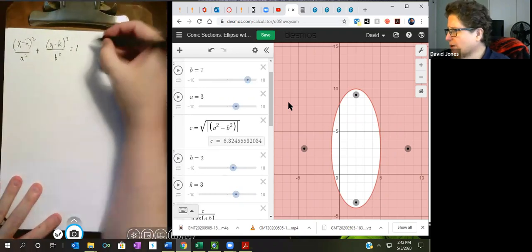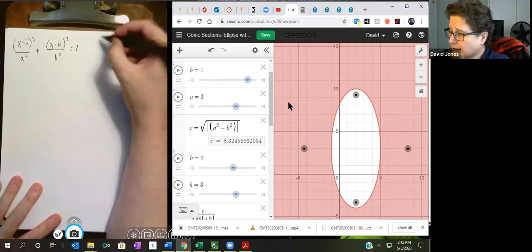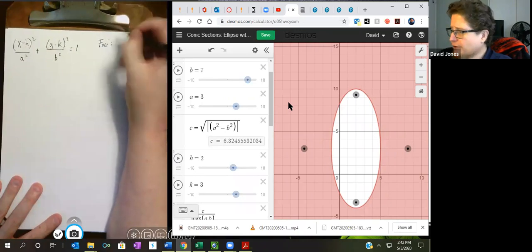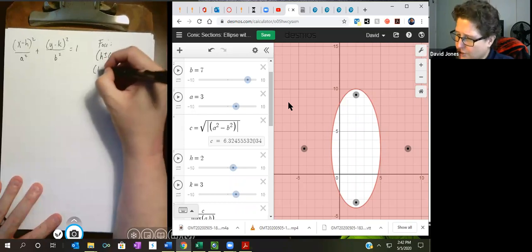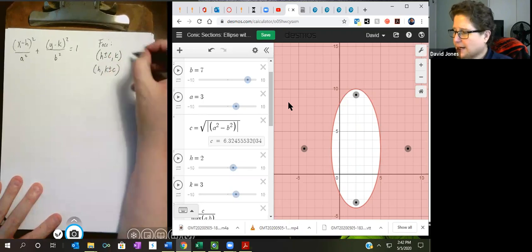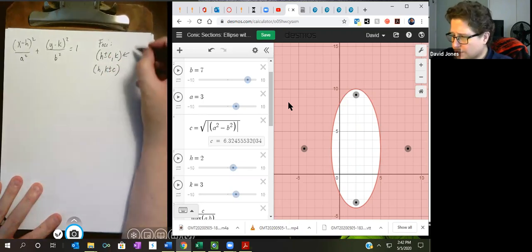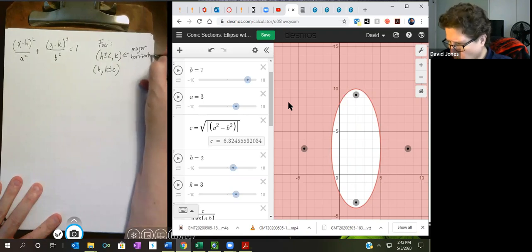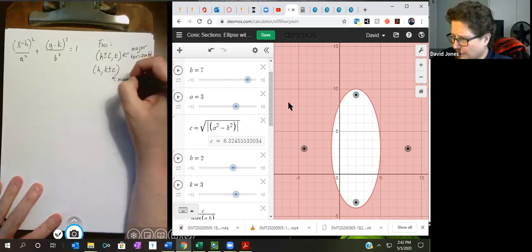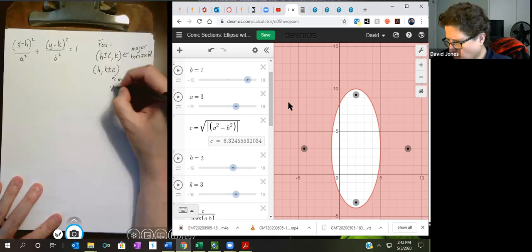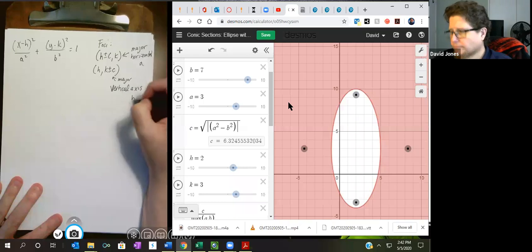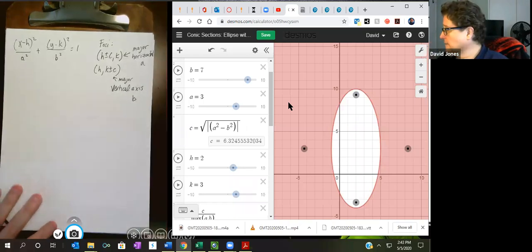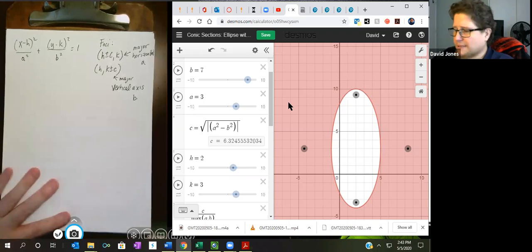So as I was saying, our foci either end up being h plus or minus c comma k, or h comma k plus or minus c. This is for major horizontal, and this is for major vertical axis. Okay, so let's look at some examples.